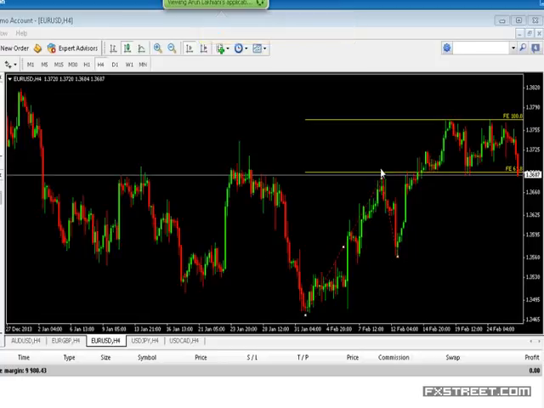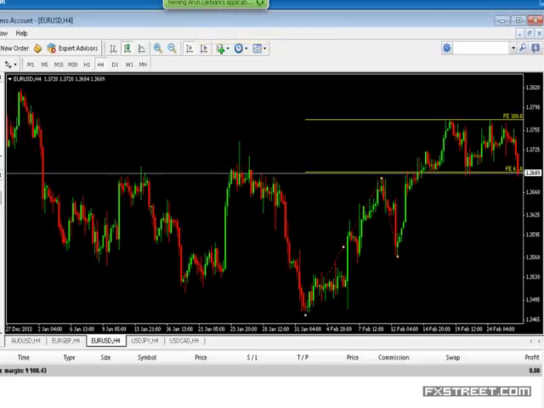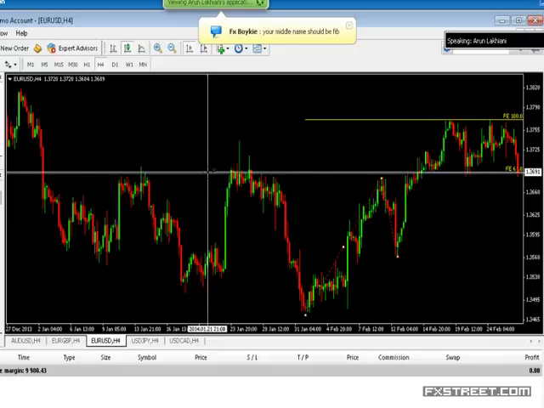So the first level that you see here that pops up is your 61.8, which is at this particular level. It's at 1.3691.